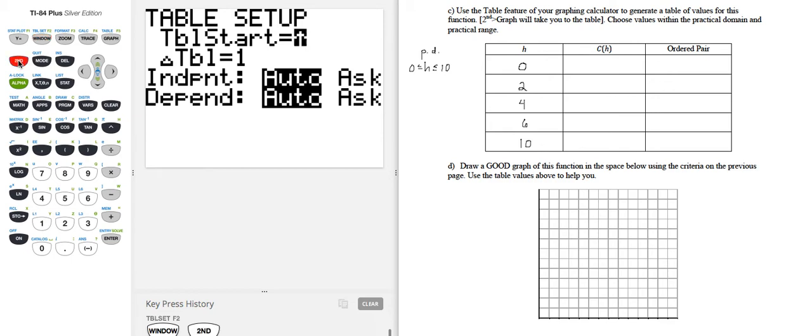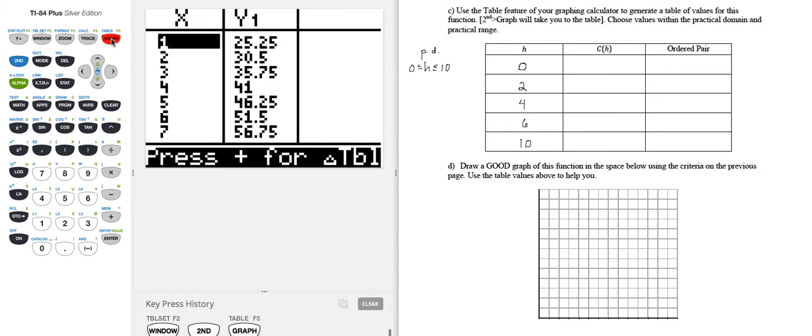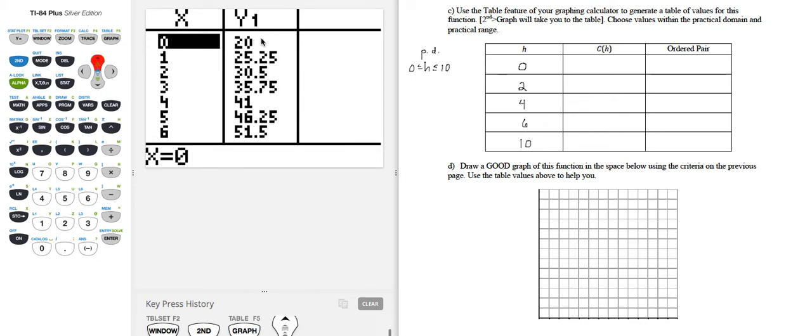So I'm going to press second graph, and that's going to get me to my table. What is represented here are inputs for the function that I'm looking at and the corresponding outputs. My first input is 0. The first input for the table is 1, so I need to go back 1 using the arrow keys. So at 0, my output is 20. So I'm going to write that over here for C of h.